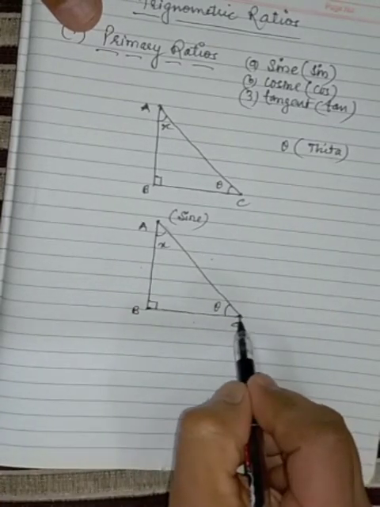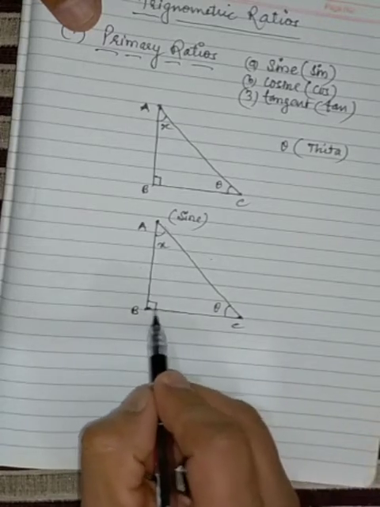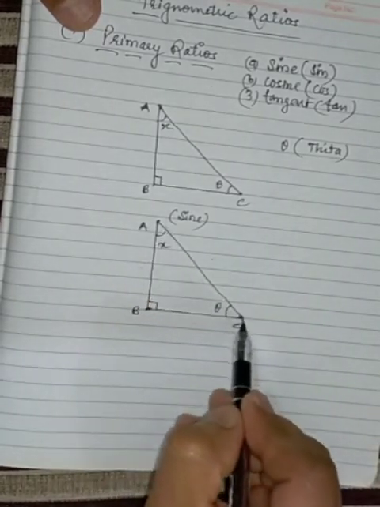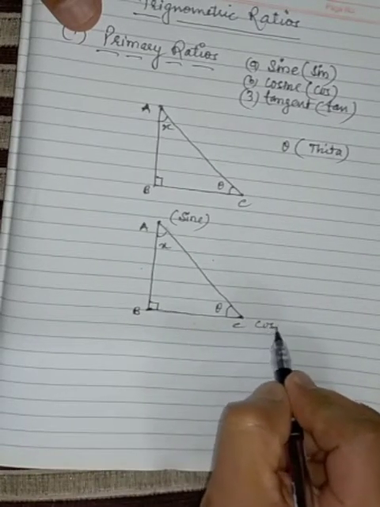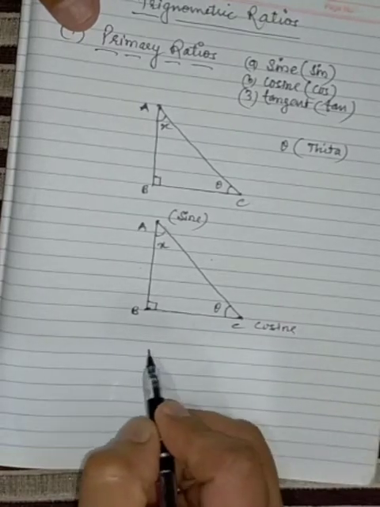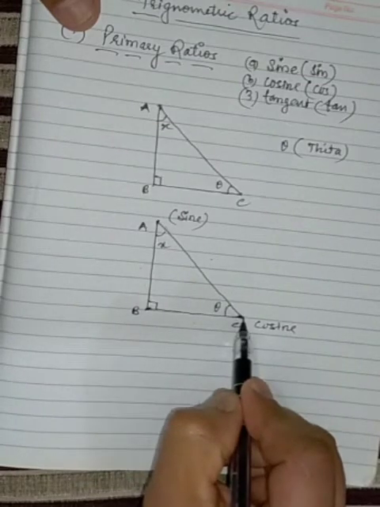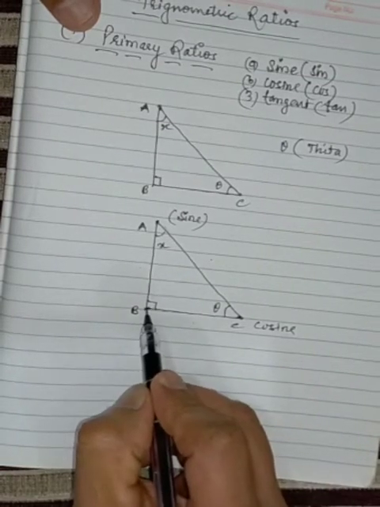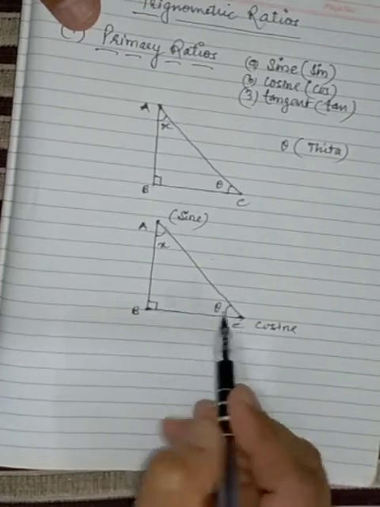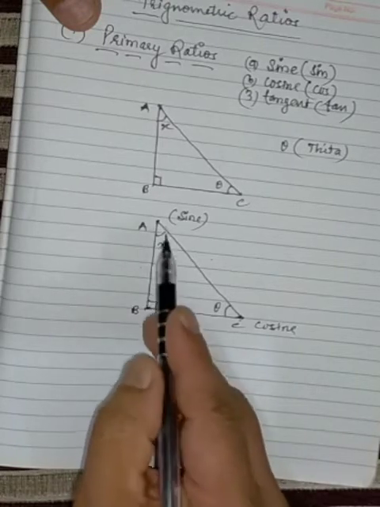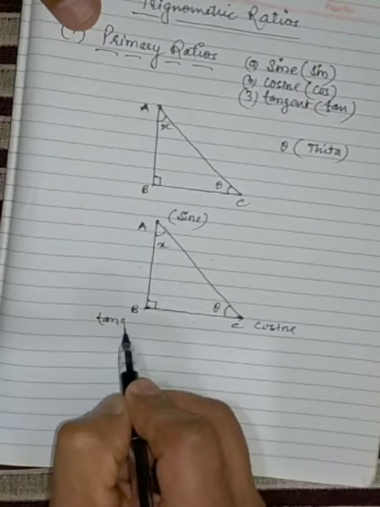Similarly, this point C is the junction point of the base and hypotenuse. So point C is the junction point which defines the ratio cosine or cos. So cos is the ratio of base and the hypotenuse. Also, this point B is the junction point of perpendicular and the base. The point B defines the ratio tangent.